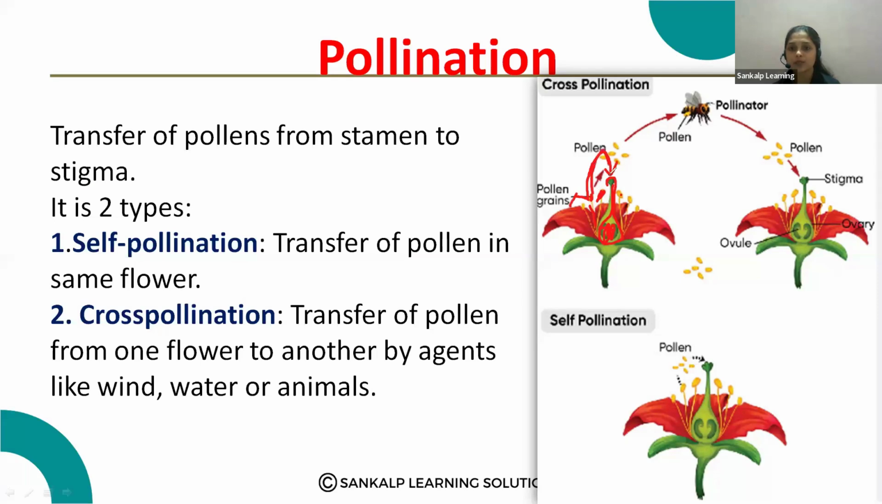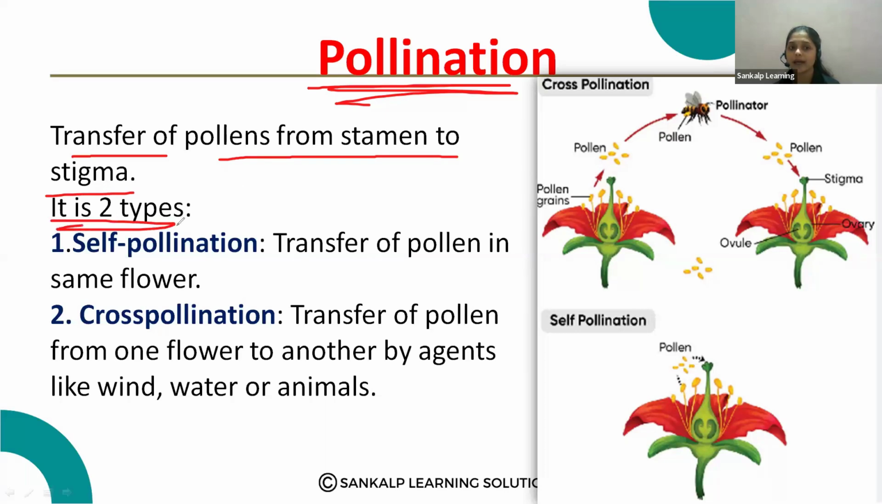Pollen grains should be transferred to the stigma. After that, they should reach the ovary. After the pollen grains reach the stigma, next they should be transferred to the ovary. That is nothing but pollination. What is pollination? Very important question. Transfer of the pollen grains from the stamen to the stigma. So that we call pollination.